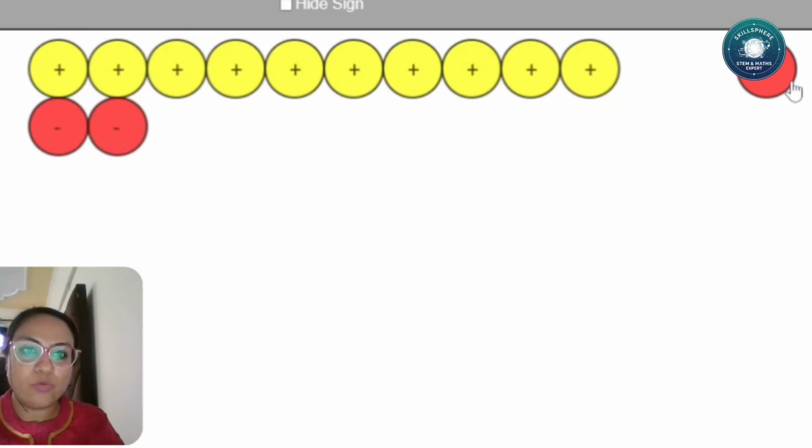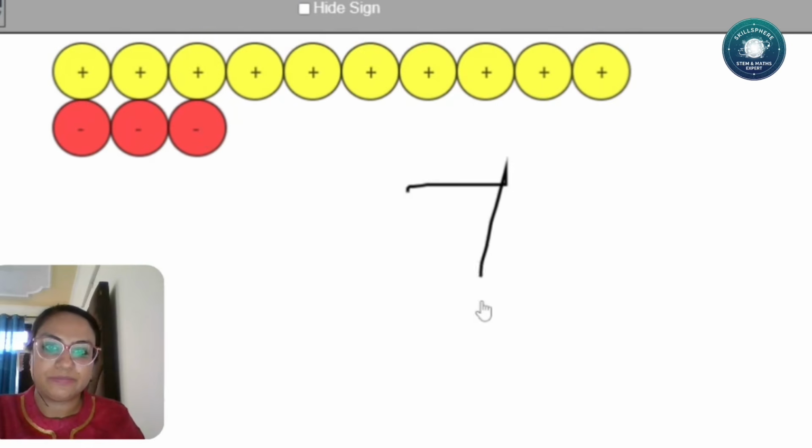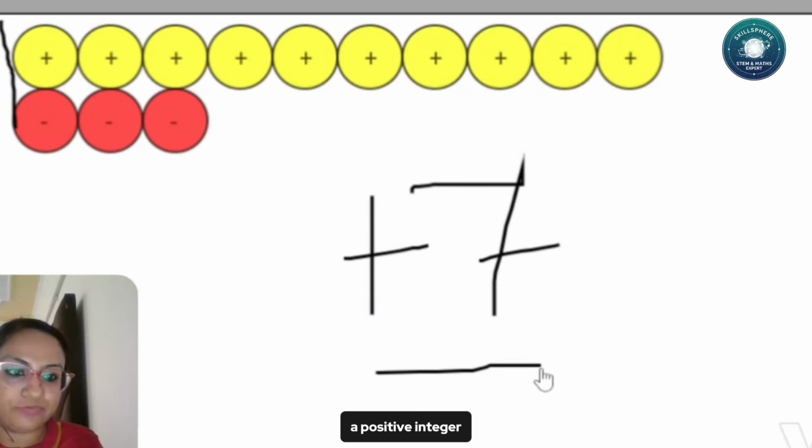How many more floors do they need to reach? You will see how many are left. 1, 2, 3, 4, 5, 6, 7. So your answer here will be 7. But very important in integers is to mention the sign. Now these are a plus, so this is +7. This is a positive integer.